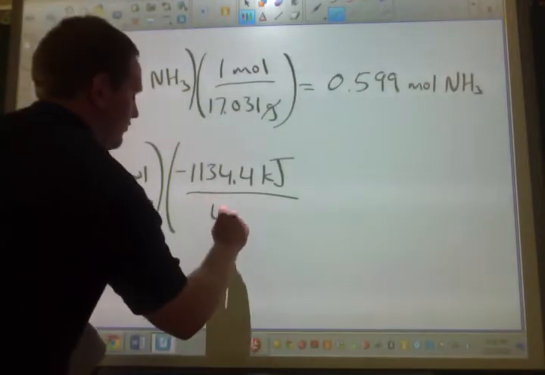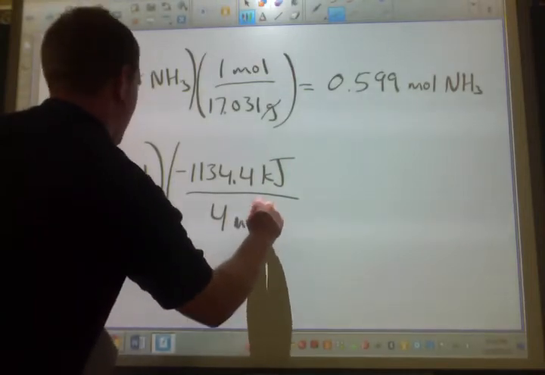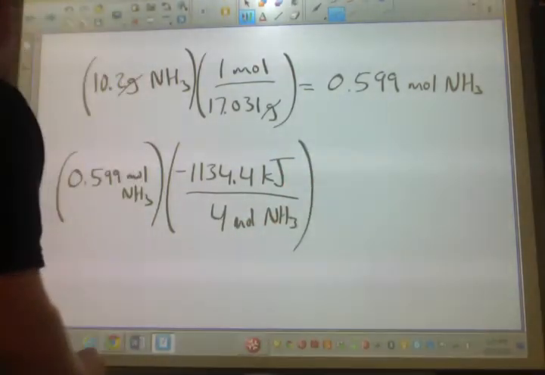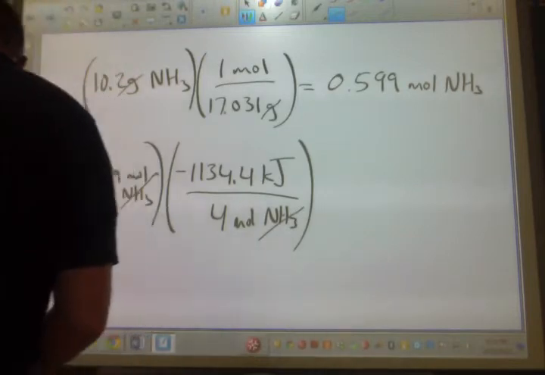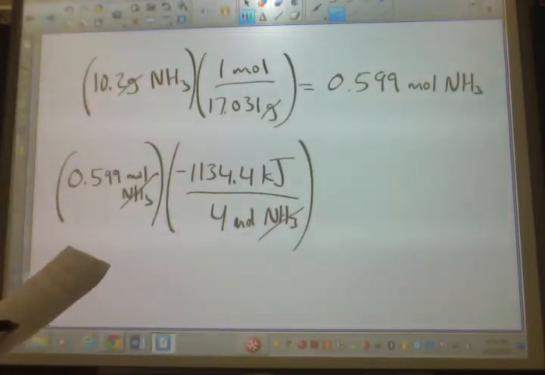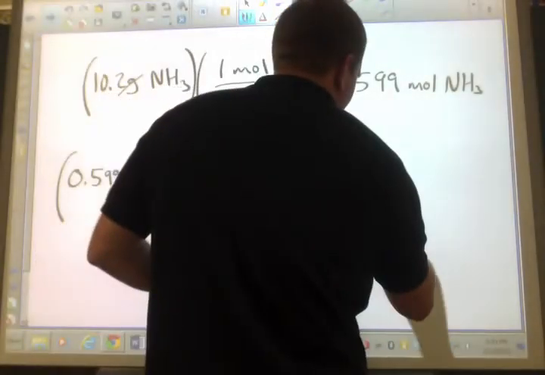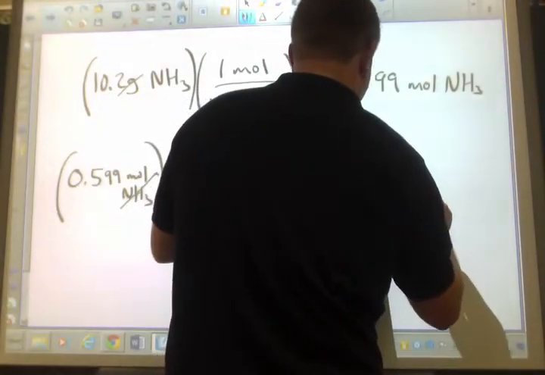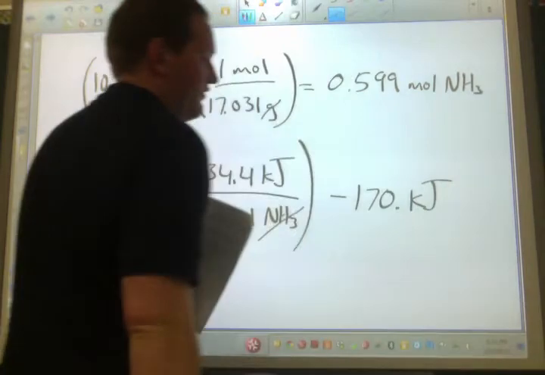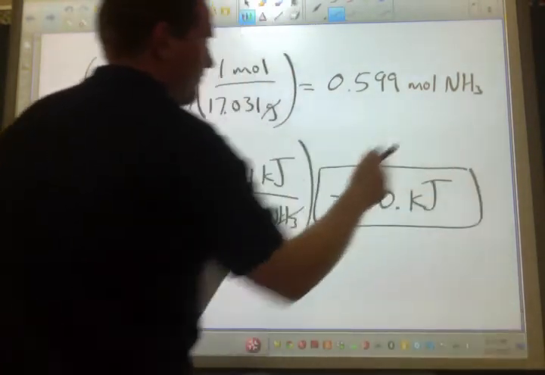So I'm going to say 4 moles of NH3. Moles of NH3, moles of NH3. And we work out the calculations. This times that divided by that gives me negative 170 kilojoules, 3 sig figs. Make sure you put the point there.